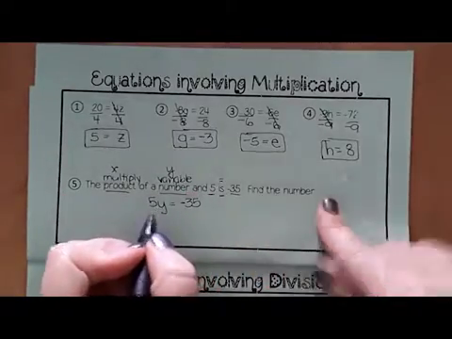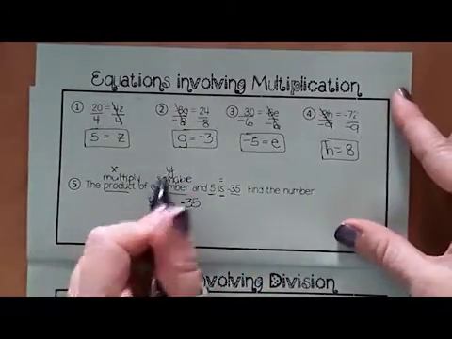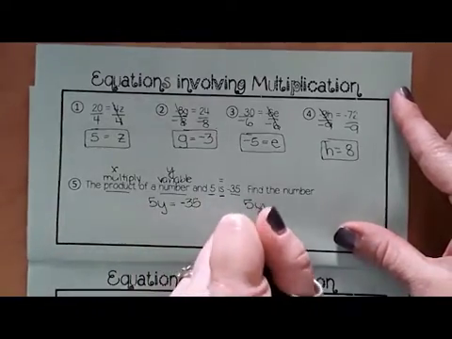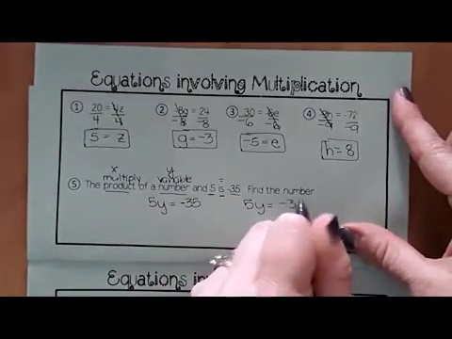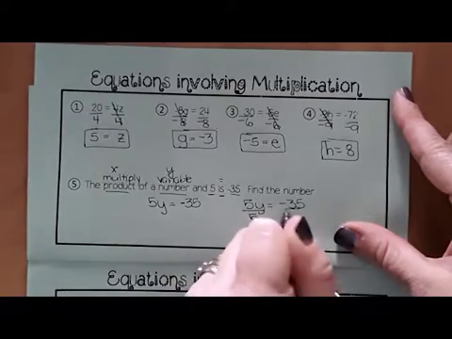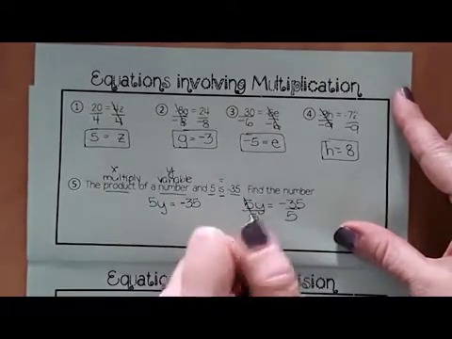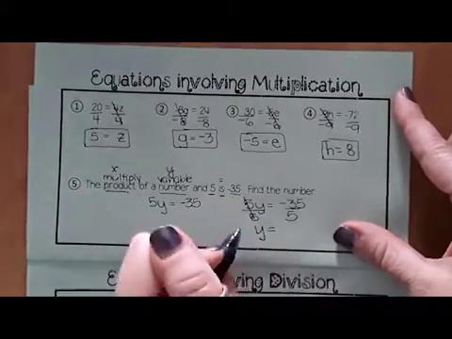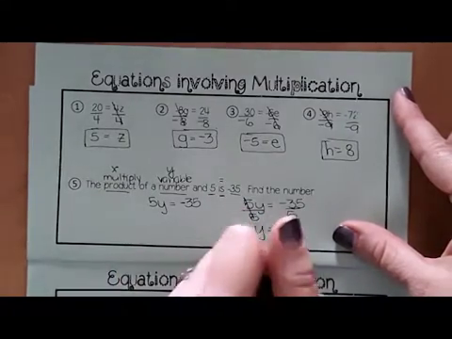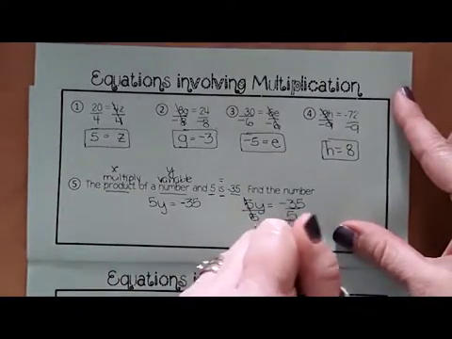I want to now find the number. I need to find what that number or variable is. So I'm going to divide 5 by both sides. 5 divided by 5 is 1, so now it's just 1y or y. Negative 35 divided by 5 is a negative 7.